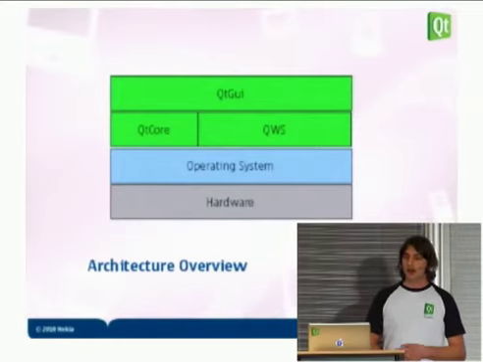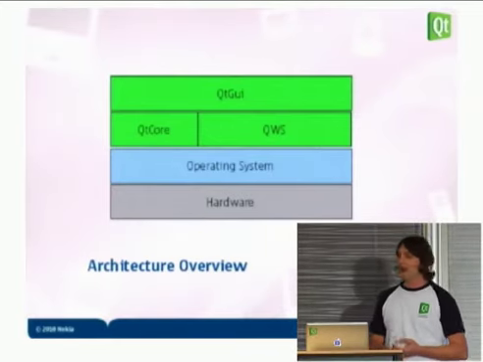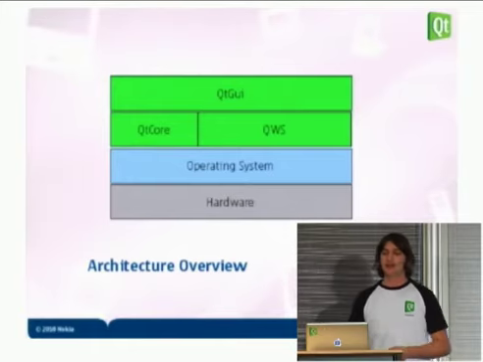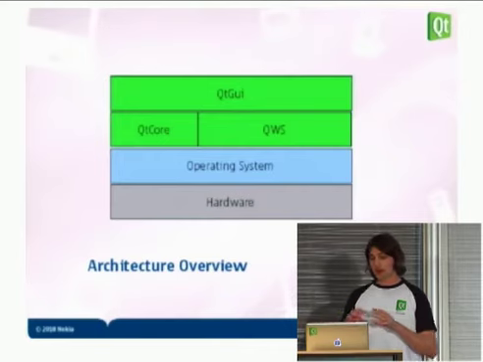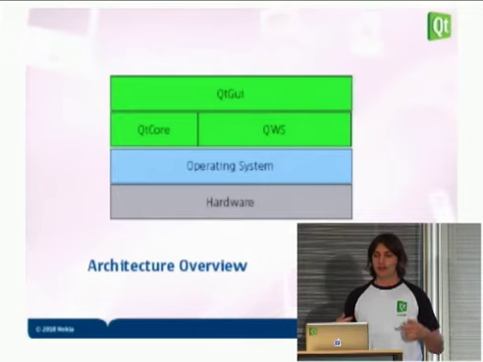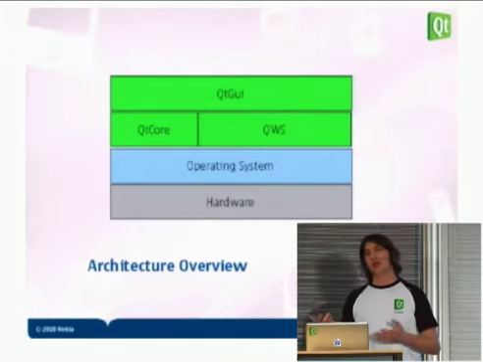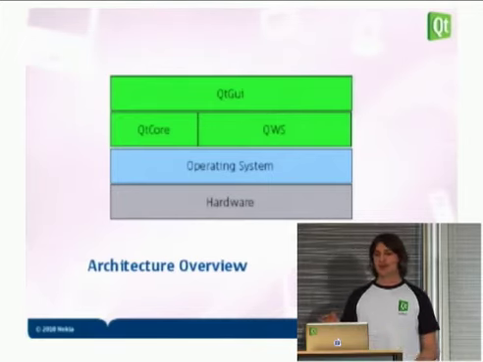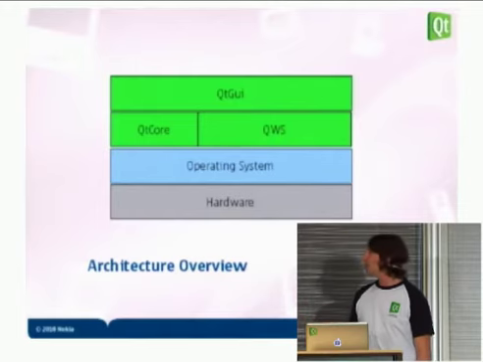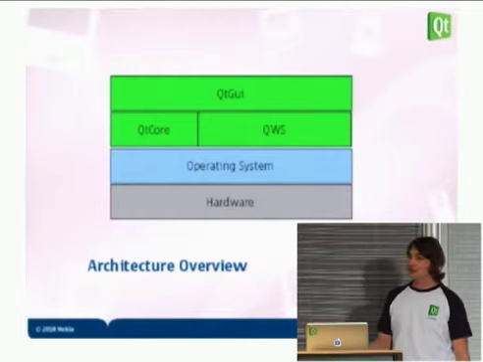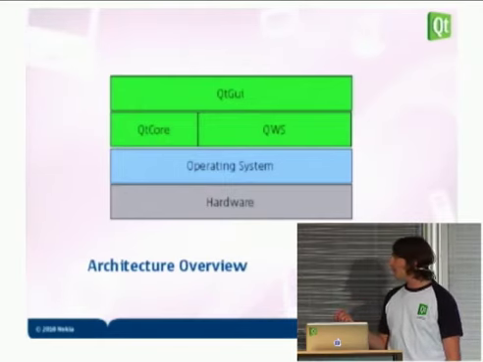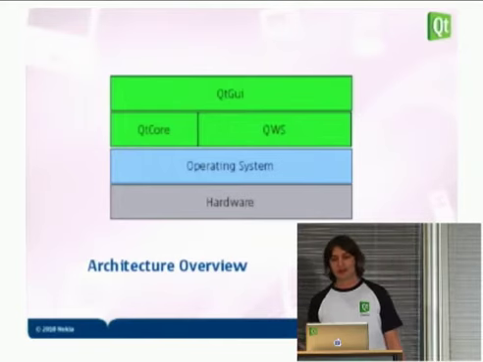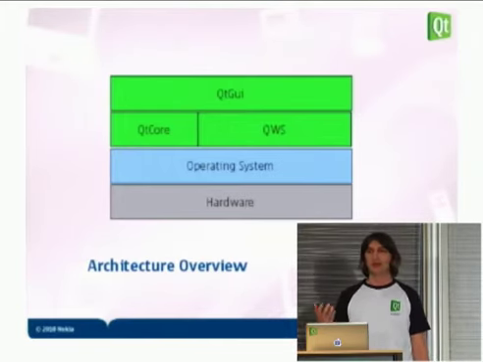So take a look at the architecture overview. At the bottom, hardware and the operating system, and directly on top sits Qt Core and QWS. The windowing system sits on the operating system and provides the functionality for the GUI. On X11 or Windows, the X11 or Windows API sits there instead of QWS. So QWS has to provide the surfaces for the widgets and all the things that Qt GUI tries to draw into.